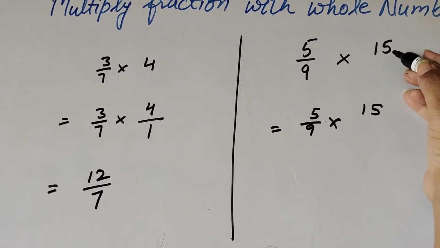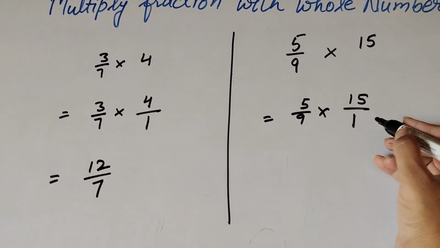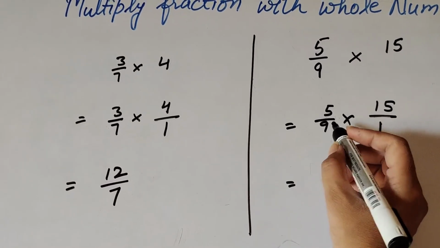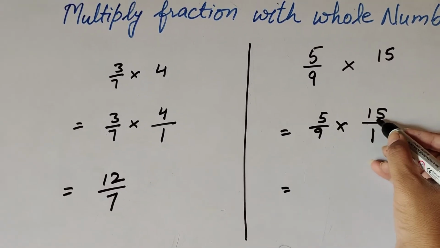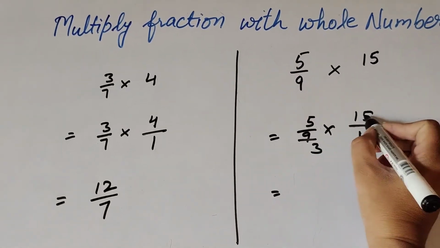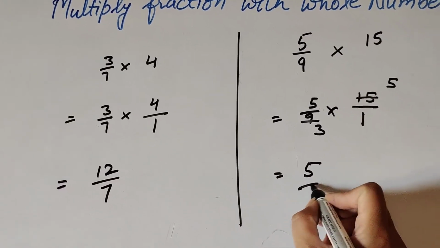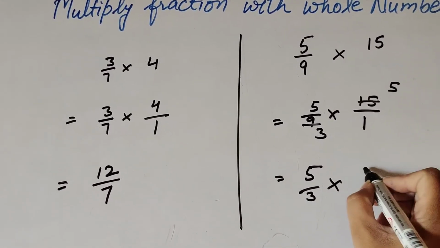15 is a whole number, first we change this whole number into a fraction, so we write 1 in its denominator. Now 15 over 1 is a fraction. In this, 9 and 15 are both divisible by the table of 3, so we cancel them. 3 3s are 9, 3 5s are 15. So 5 over 3 multiplied by 5 over 1.